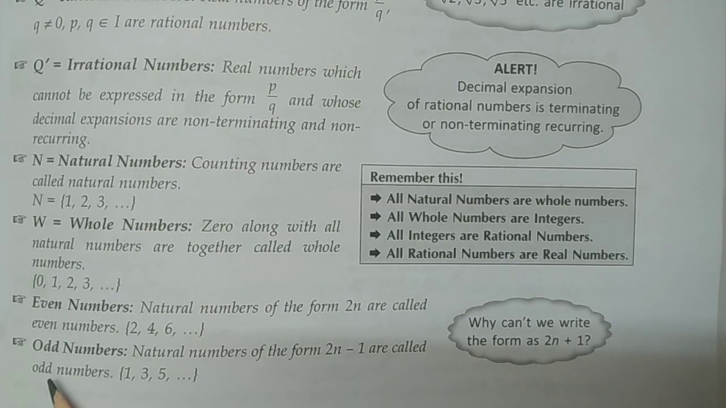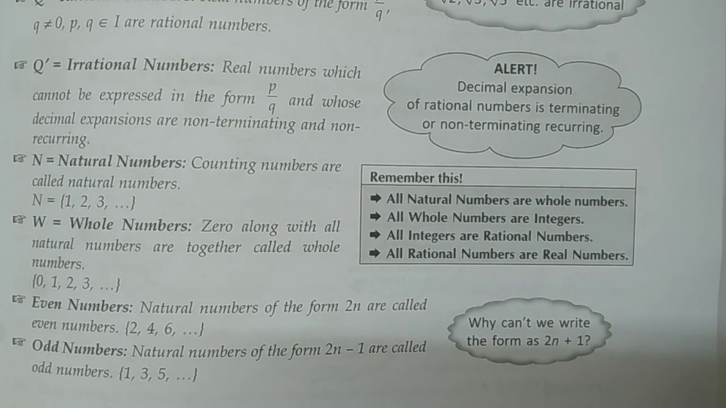So now next, we can complete even numbers. We know very well even numbers and odd numbers. Even numbers are natural numbers of the form 2n. It starts from 2, 4, 6, 8, just like that. Even and odd, you have seen that 1, 3 start the odd numbers, and even 2, 4, 6, 8, like that it will continue.